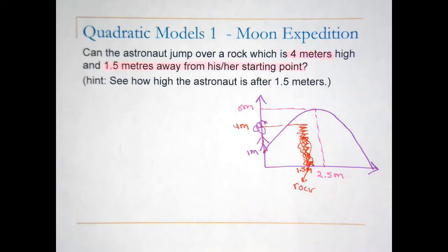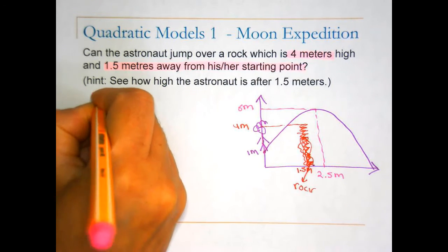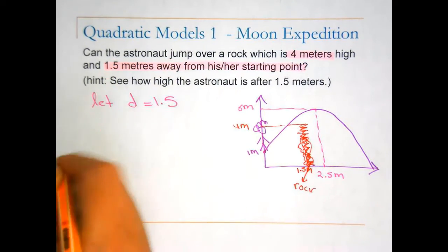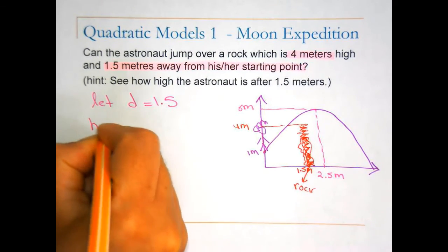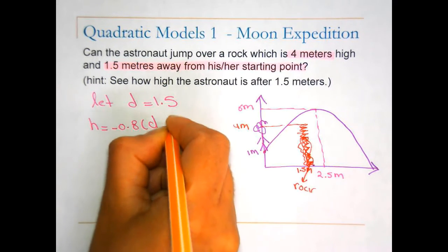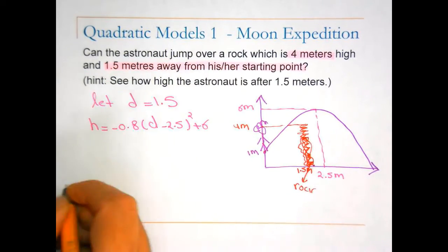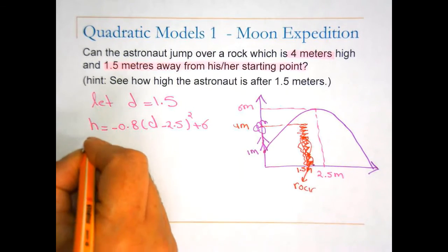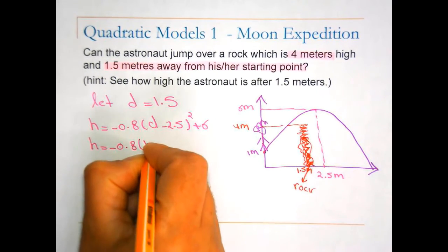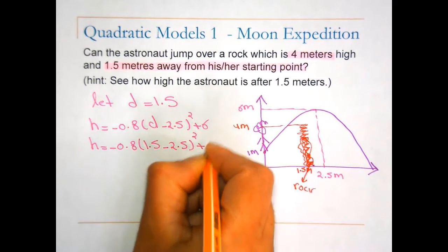So what we need to do is we have to let d equal 1.5. So I'm going to write the equation again, and we are going to sub 1.5 for d. So h equals negative 0.8 (1.5 minus 2.5) squared plus 6.